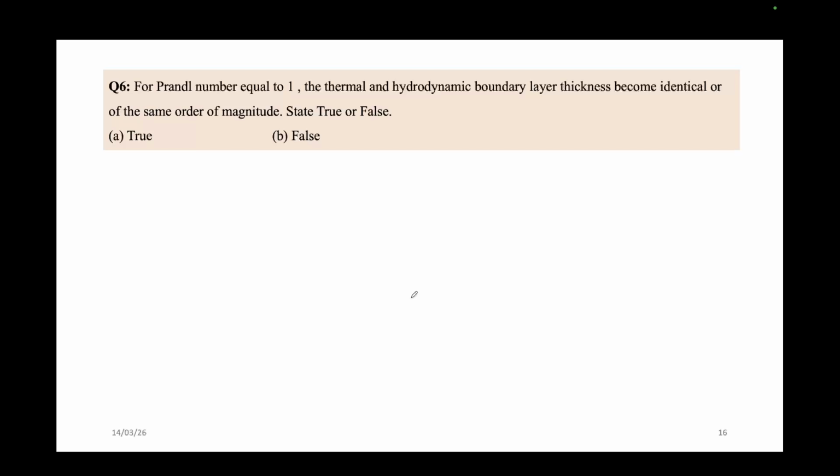Any confusion after this? If you do not have confusion, please try to answer this. So the question is, if the Prandtl number is 1, what does that mean? Already just now I have discussed, right? It means that both the thermal and hydrodynamic boundary layers are equal. So the correct answer is option A. Okay.